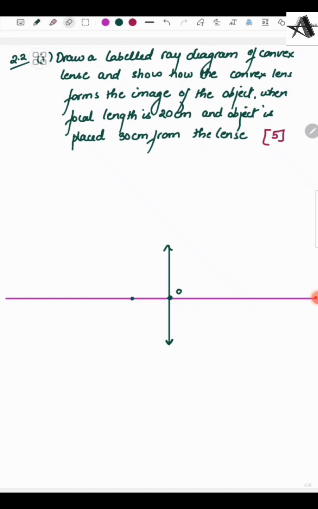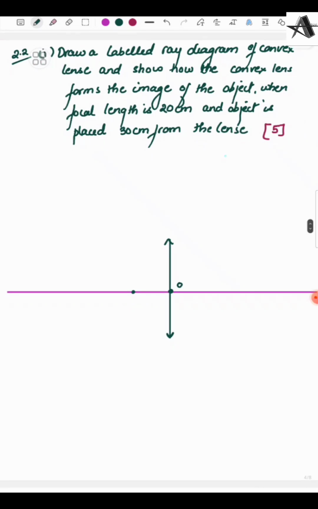Obviously you can't draw 20 centimeters in your copy, and then you have to draw the 2f, which is 40 centimeters. So let me take a scale which is much better. You can take 5 centimeters equals 1 centimeter, or 10 centimeters equals 1 centimeter. I would suggest for a proper diagram it would be better if you take 5 centimeters equals 1 centimeter. That means here we have to draw 4 centimeters. This is f. With the same distance you have to draw f here as well, because the lens has two foci on either side of it. So both should be 4 centimeters away from the lens.